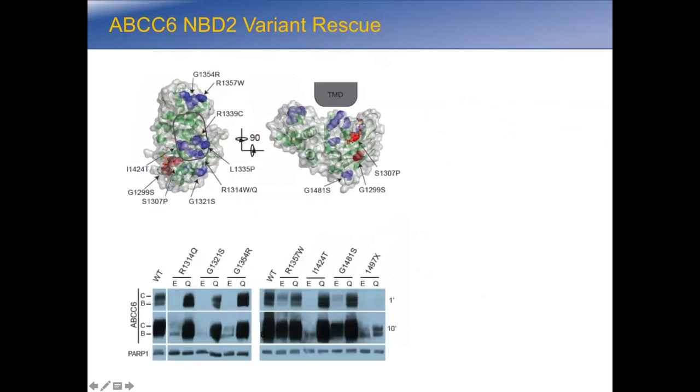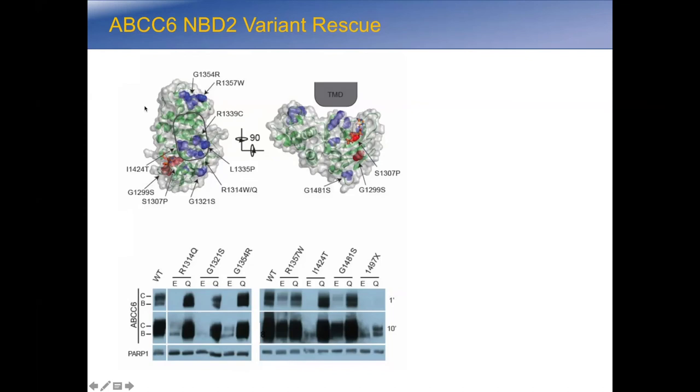We also know that if we do the same experiment and look at a large number of disease-causing or disease-associated alleles in NBD2, we see the same E2Q mutation. I apologize that the notation on this slide is a little bit different, but each of these mutations indicated on the diagonal is a PXE-associated allele. And then the E is either the E or when we make the glue mutation with the Q. What you can see in every case is that we go from a lack of production to robust production. So this mechanism is general across a large number of mutations in NBD2.